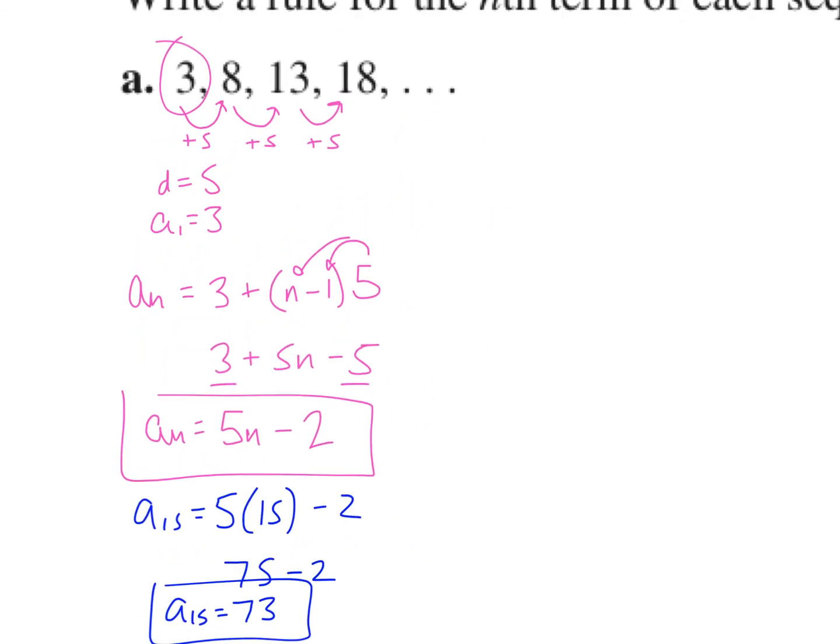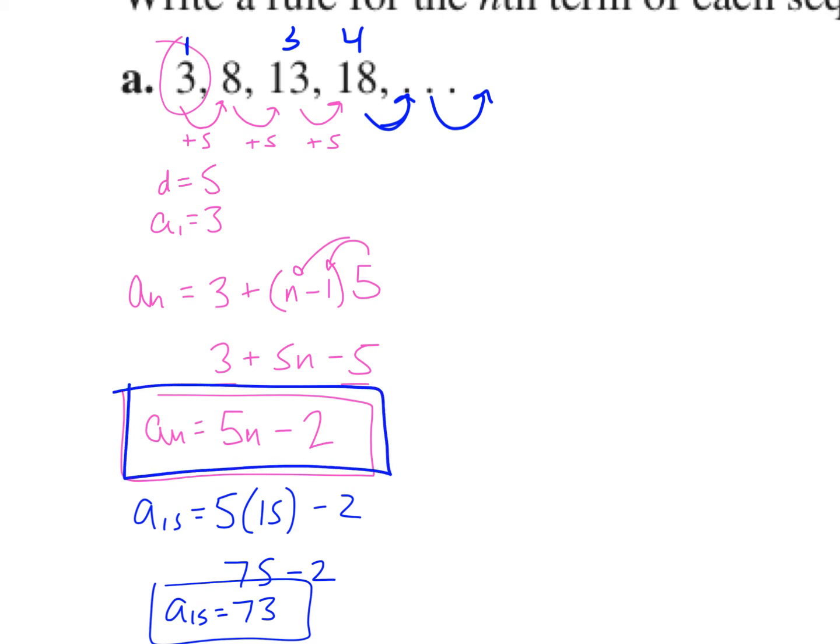Which we could, because this is term number 1, term 2, term 3, term 4, we could just keep adding 5, adding 5, adding 5, adding 5 until we get to our 15th term, but that would take way too long. So it just helps to come up with your rule, your little equation here for your sequence, and then find that term that we're looking for. Any questions here?